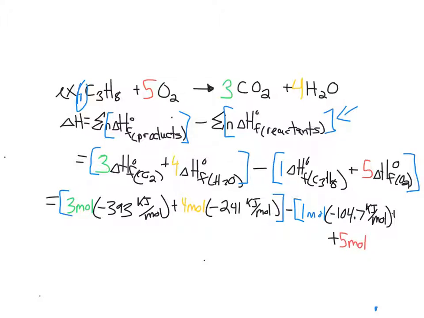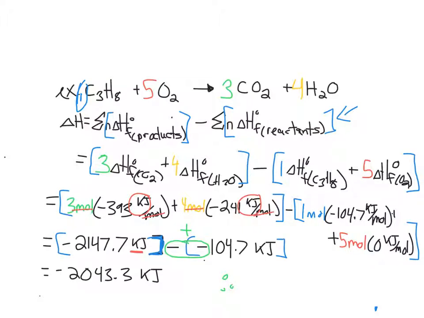I'm going to write it down here, plus 5 moles for oxygen. And remember that oxygen is an element in its standard state. Oxygen is found as oxygen gas. So that means it's really 5 moles times 0. So then what you need to do is just do the math inside the big blue bracket separately.